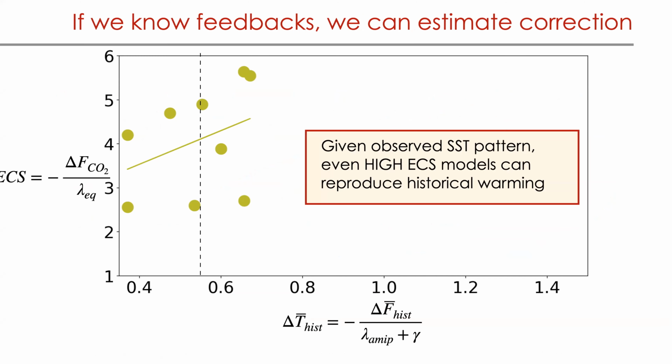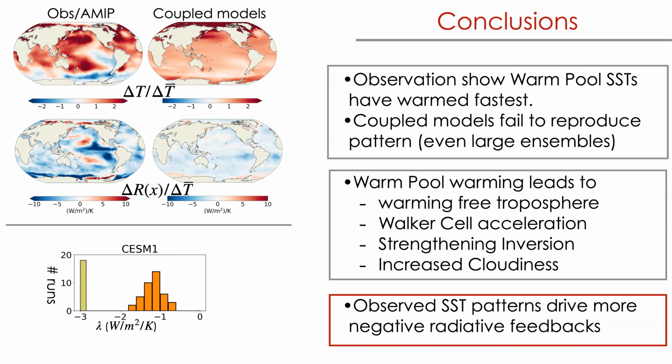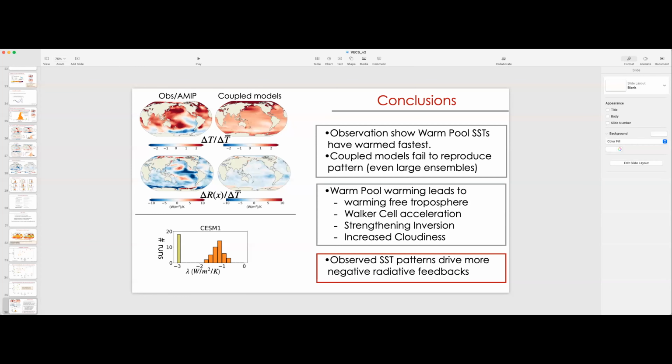I had a slight emergent constraint, but given the technical issues, I'm not going to show it. So in conclusion, the observations show that Warm Pool SSTs have warmed very fast. Coupled models fail to reproduce this pattern, even accounting for large ensemble. And then this warming leads to a strong warming of the free troposphere, a Walker cell acceleration, a strengthening inversion, and increased cloudiness. All of this leading to observed SST patterns driving much more negative radiative feedbacks compared to what coupled models can generate. That's what I have. I hope I've confused you enough to get you interested.